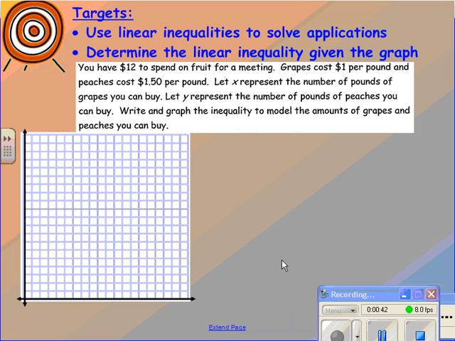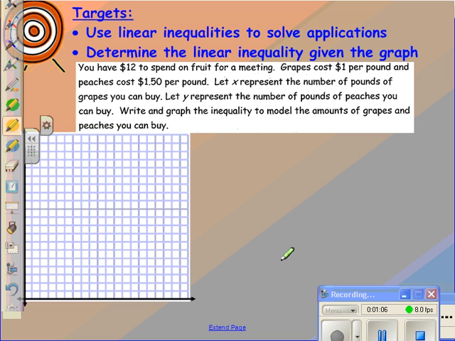Okay, to start out with, our first application is you have $12 to spend on fruit for a meeting. Grapes cost $1 per pound, and peaches cost $1.50 per pound. We want to let X represent the number of pounds of grapes you can buy, and we want to let Y represent the number of pounds of peaches you can buy. So we're going to write and graph the inequality to model the amounts of grapes and peaches you could buy.